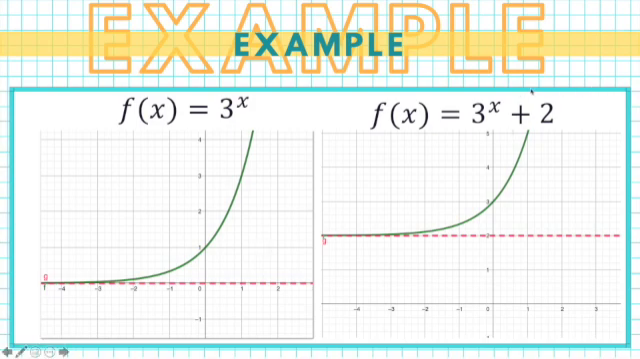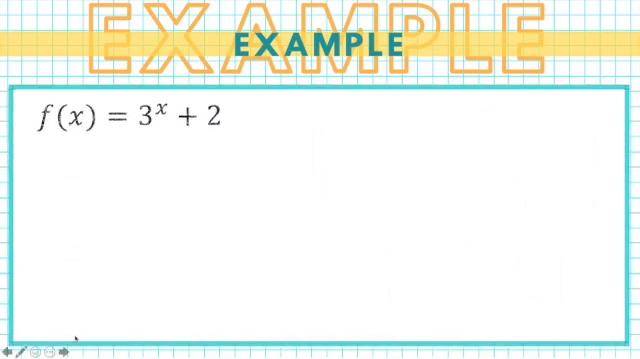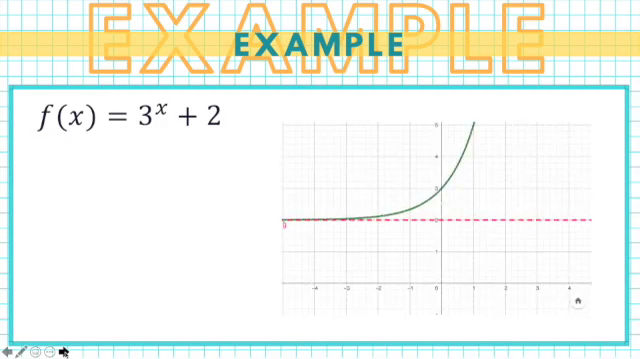When you add a value to the function or to the value of x, it translates the graph either upward, downward, left, or right. In this case, since you're adding 2 to all the values of y, the graph translated 2 units upward. So let's try to determine the asymptote, domain, range, and intercepts of this function using its graph. We see that the asymptote moved 2 units upward from y equals 0. Therefore, the horizontal asymptote of this function is the line y equals 2.